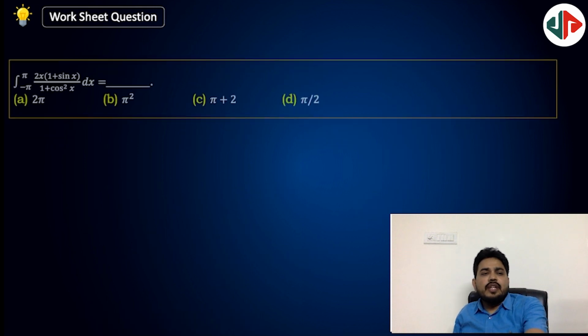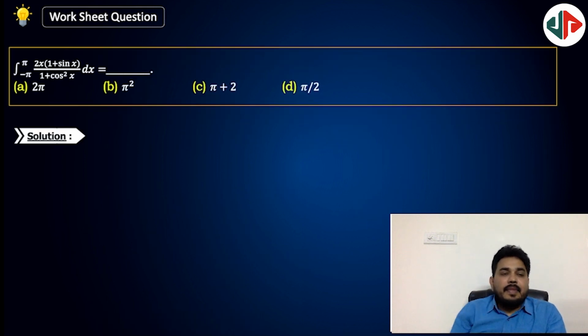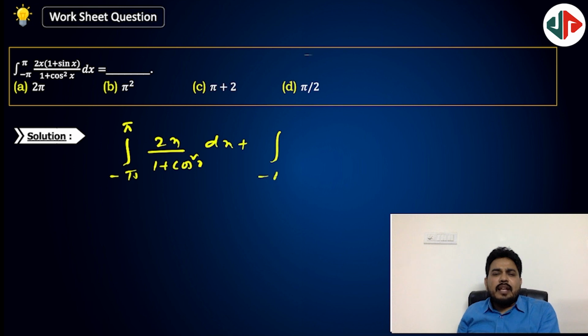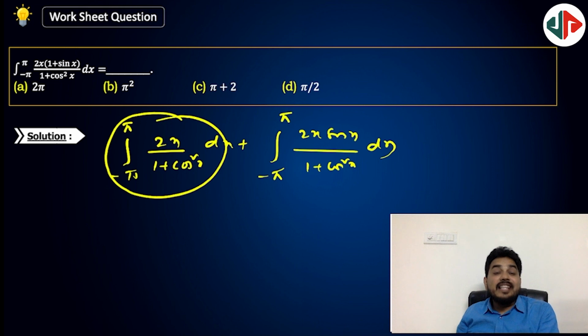Moving to the next question. Integral from minus pi to pi of 2x into (1 plus sin x) by (1 plus cos square x) dx. So you write like this: integral from minus pi to pi of 2x by (1 plus cos square x) dx plus integral from minus pi to pi of 2x sin x by (1 plus cos square x) dx. This first value will be equal to 0 because it is an odd function.